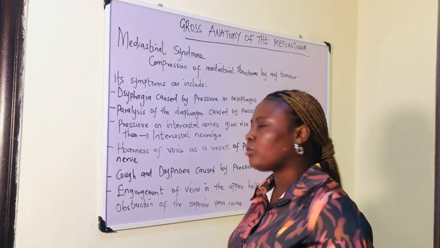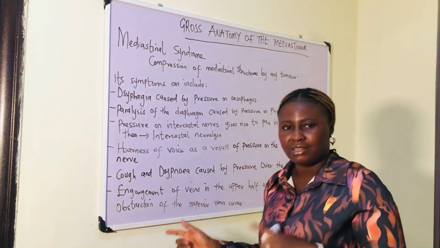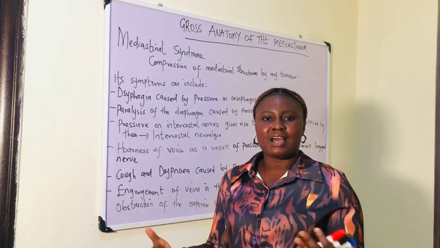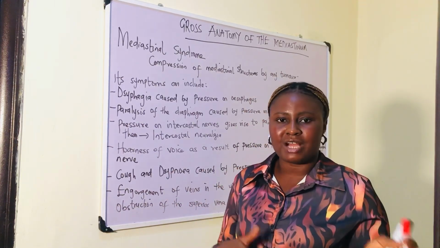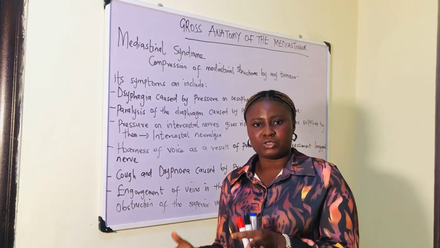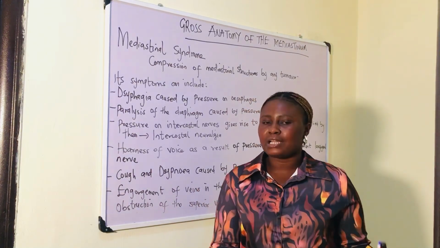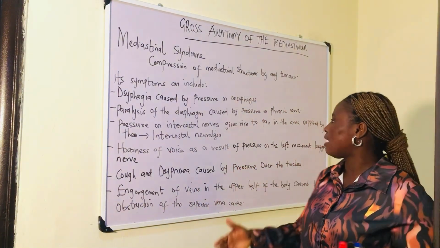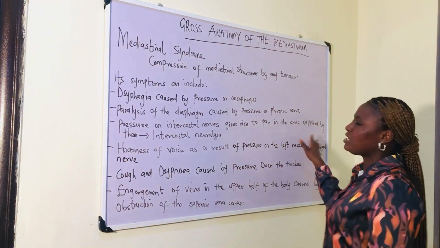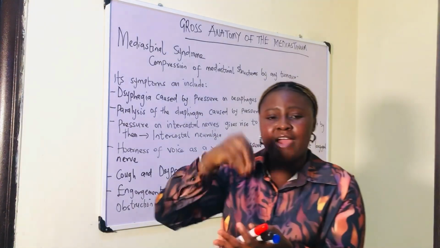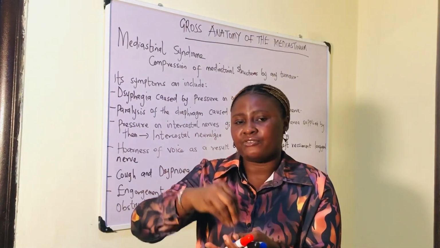This is as a result of pressure on the intercostal nerves. You know, the intercostal nerves are the nerves that supply the muscles of the thorax, that is the intercostal muscles, which are the external intercostal, internal intercostals, and the innermost intercostal muscles. This can give rise to pain in the place that the muscles have supplied.